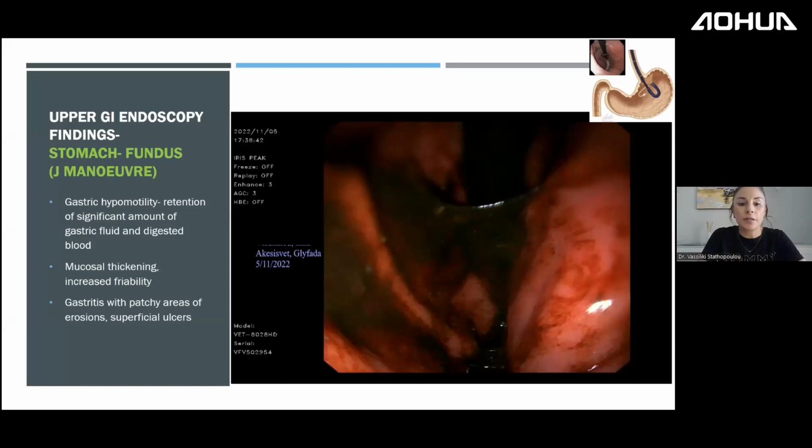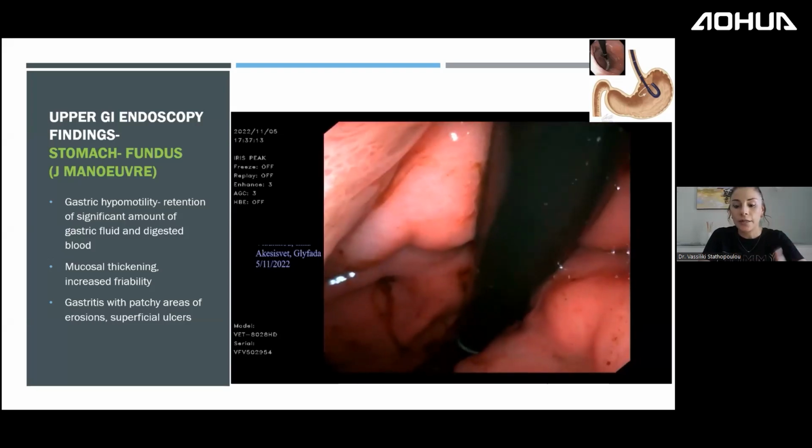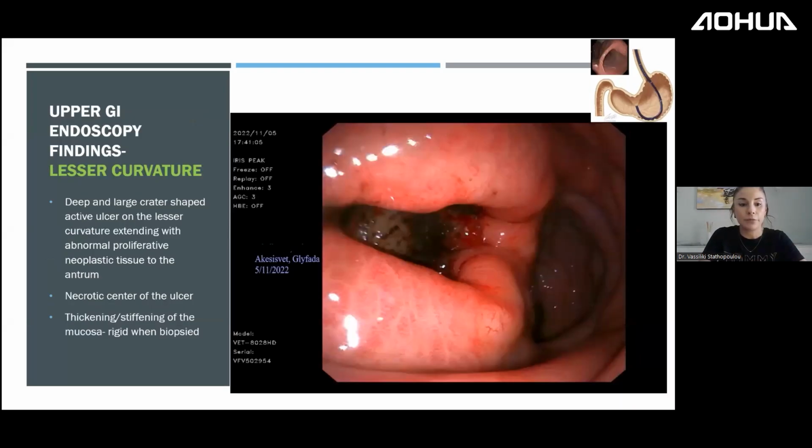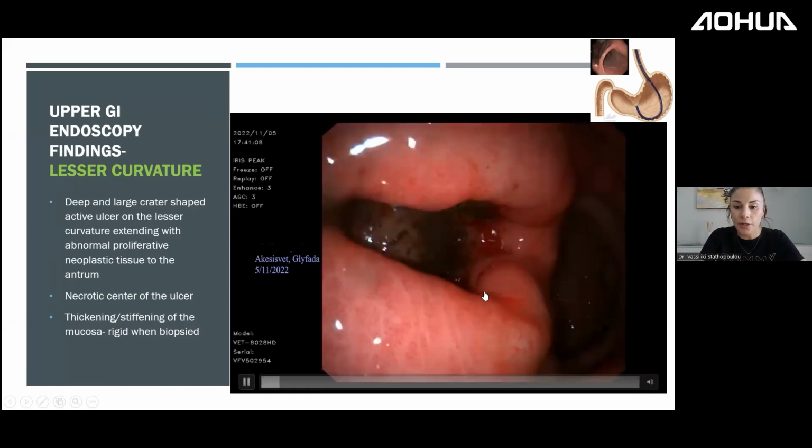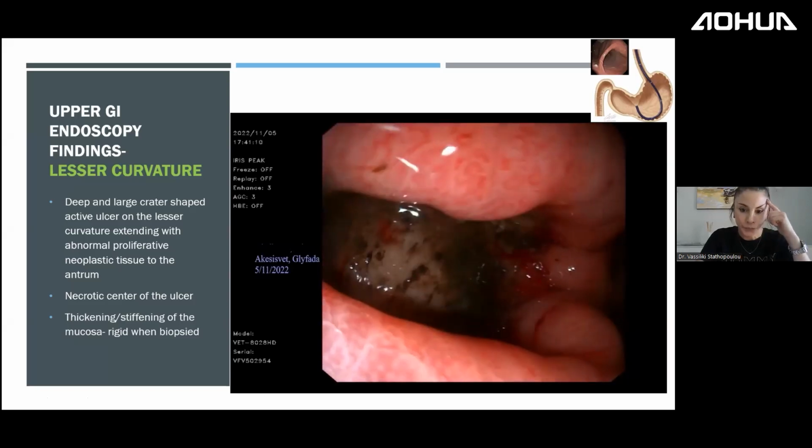So here it was just gastric hypomotility, retention of significant gastric fluid and digested blood, and nothing else, but no ulcers in this area. Let's go a bit further down. As you may see before starting the video, this is now the incisura angularis, and this is the antrum here. You see this massive ulceration, a very deep crater, a huge crater, okay? And this was on the 11th of May, actually. It's a very recent case that we had.